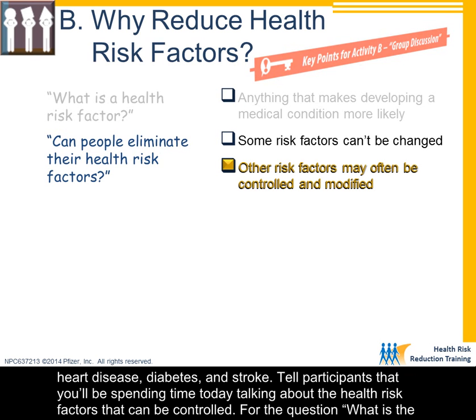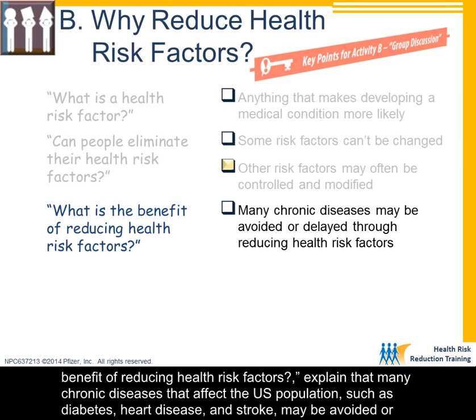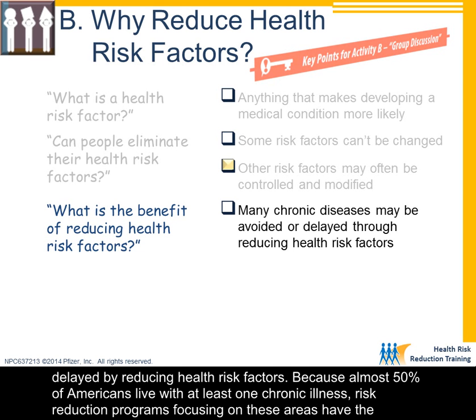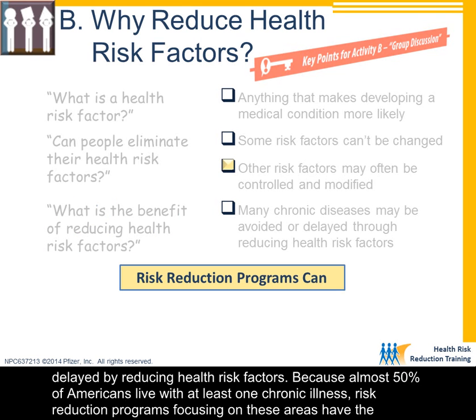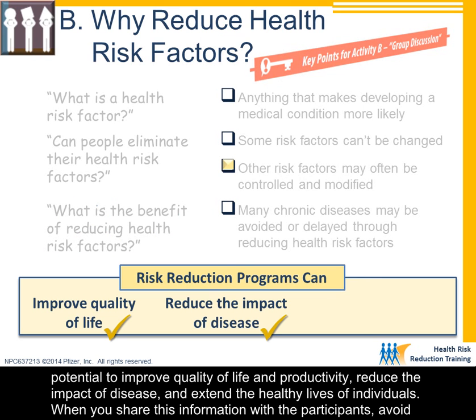For the question, what is the benefit of reducing health risk factors? Explain that many chronic diseases that affect the U.S. population, such as diabetes, heart disease, and stroke, may be avoided or delayed by reducing health risk factors. Because almost 50% of Americans live with at least one chronic illness, risk reduction programs focusing on these areas have the potential to improve quality of life and productivity, reduce the impact of disease, and extend the healthy lives of individuals.